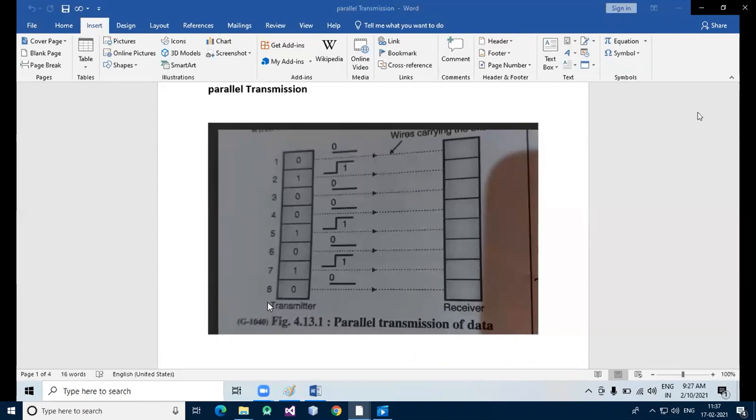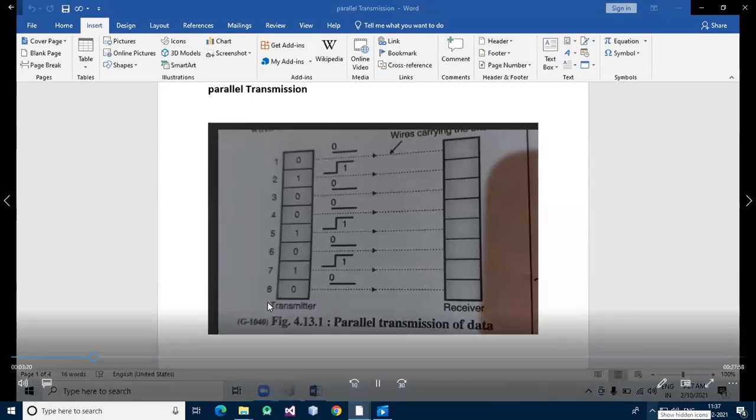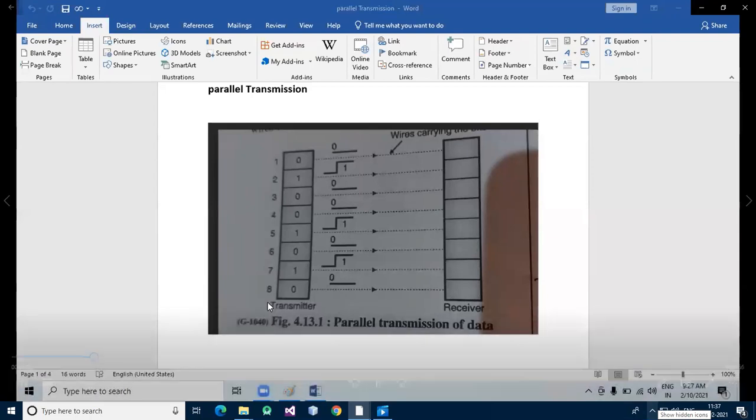Due to this, clock frequency can be kept low without affecting the speed of operation. Serial transmission clock frequency has to be high. So the disadvantage of this is that for transmission of an n-bit word we need n number of wires. If we want to transmit n number of bits, we require that number of wires. So it is the disadvantage, right?